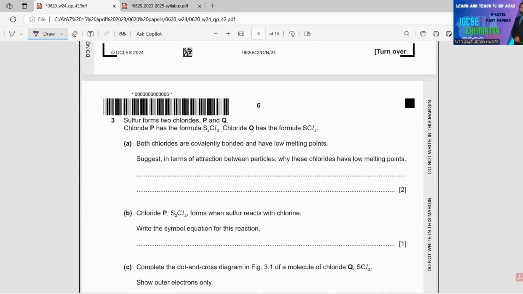Moving to the next question, question number 3. Sulfur forms 2 chlorides, P and Q. Chloride P has a formula S2Cl2 and chloride Q has a formula SCl2. A. Both chlorides are covalently bonded and have low melting points. Suggest in terms of attraction between particles why these chlorides have low melting points. There must be weak attraction between the molecules because they are covalently bonded.